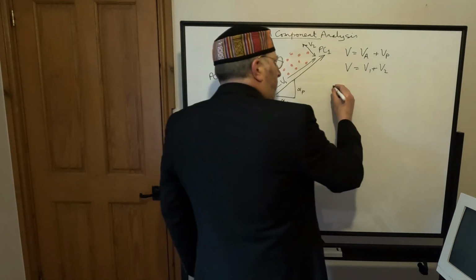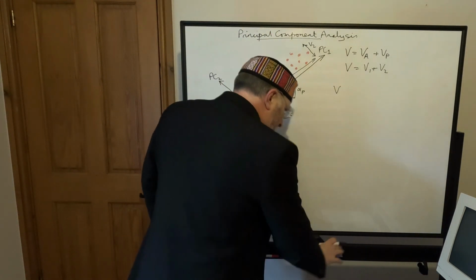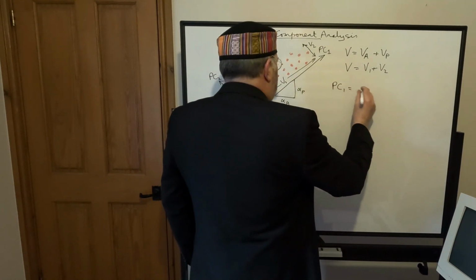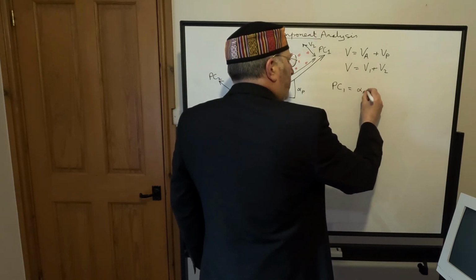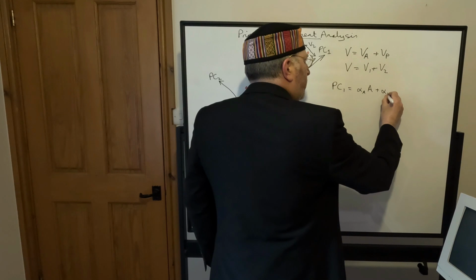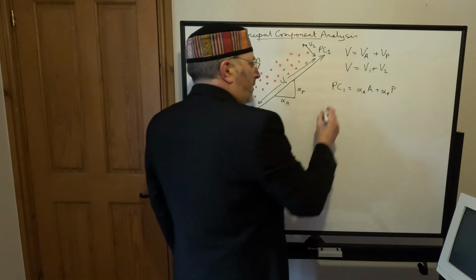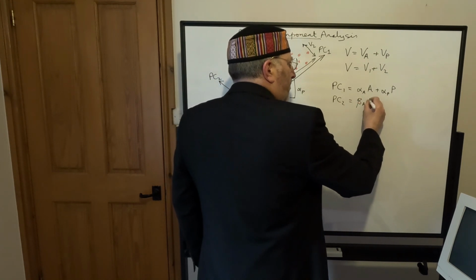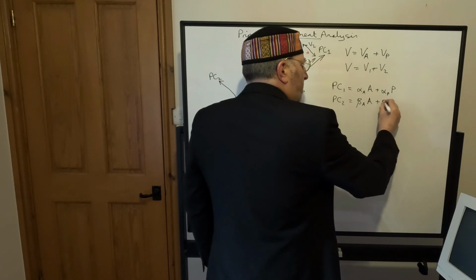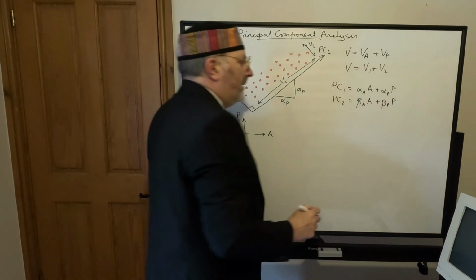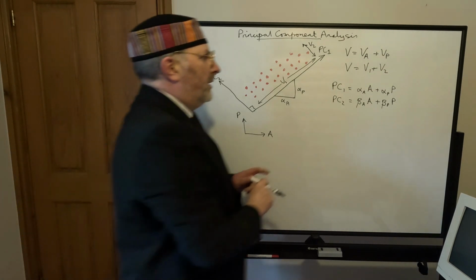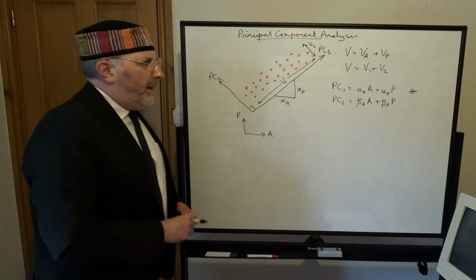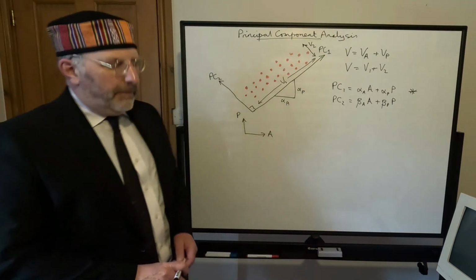So PC1, principal component 1, is alpha A times the area plus alpha P times the population. And then PC2 will be, and let's say we'll use beta A times the area and beta P times the population. And so that is our principal component number 1, and then there's this lesser principal component number 2.